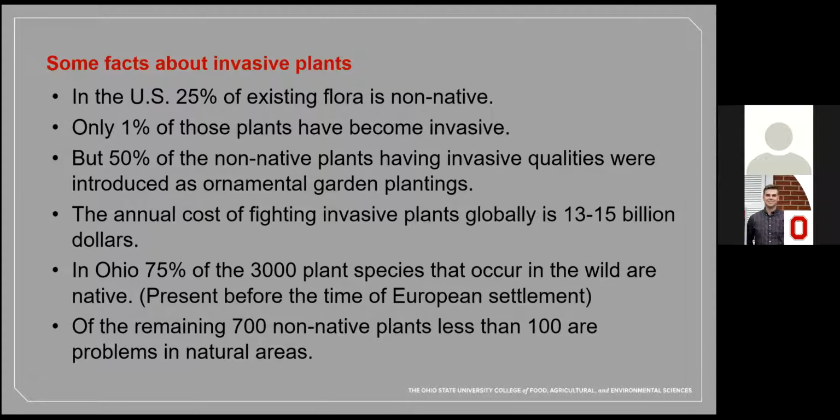25% of all plants in the US are non-native, and only 1% of these become invasive. Sad to say, 50% of those invasives were introduced as ornamental garden plants, and we'll see a number of those tonight. In Ohio, we have about 100 serious invasives, and their presence is varied across the state. The cost to fight these invasives goes up yearly. The Nature Conservancy estimated the damage from these invasive species totals more than $1.4 trillion worldwide, or 5% of the global economy.